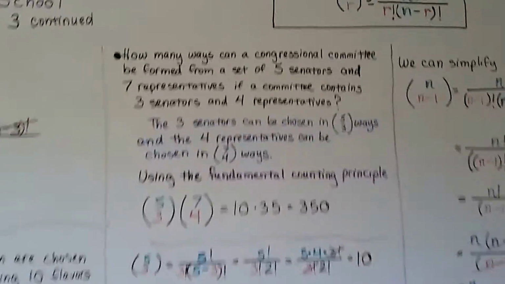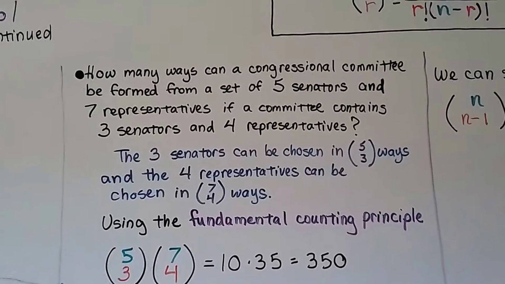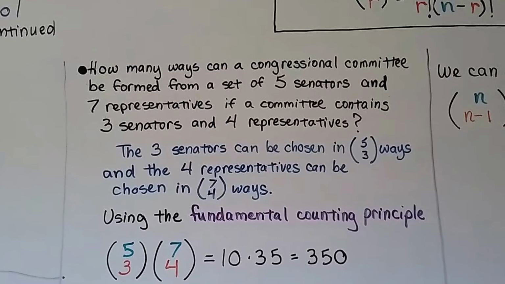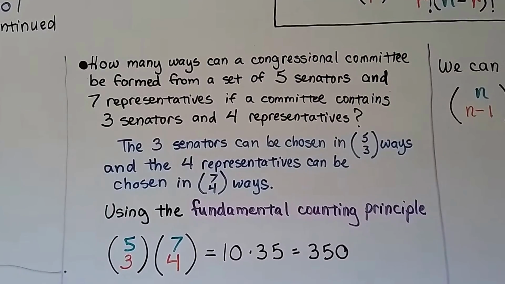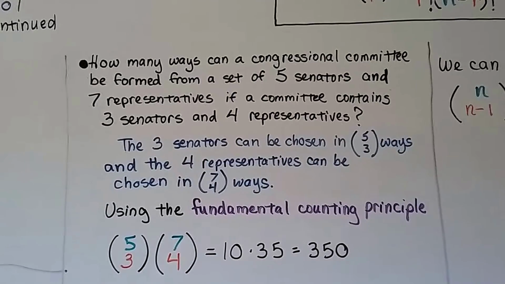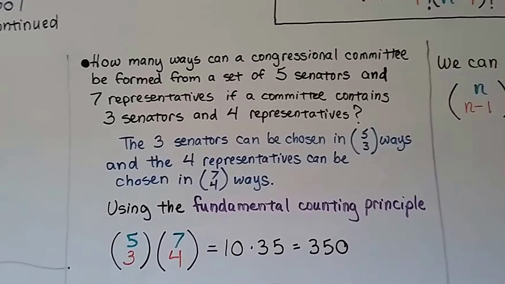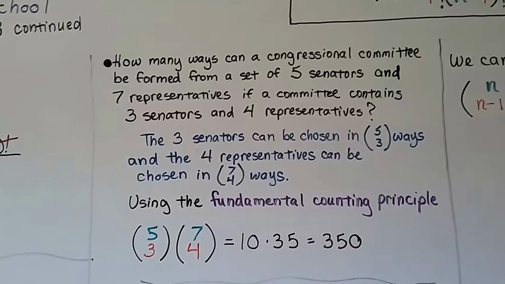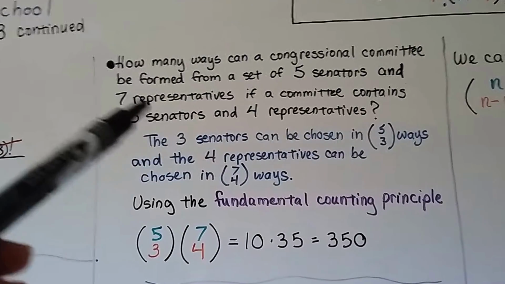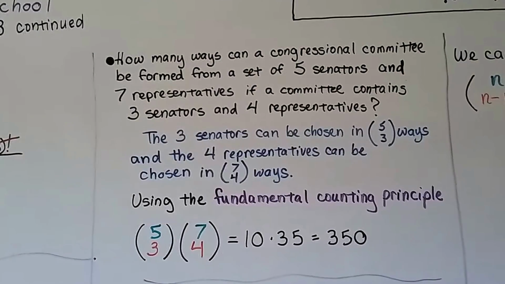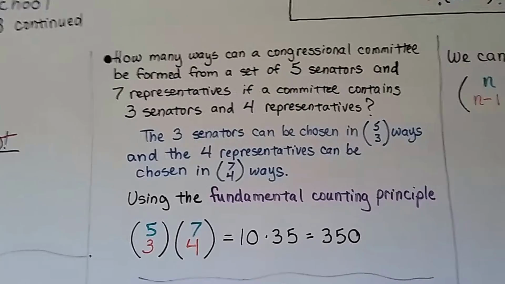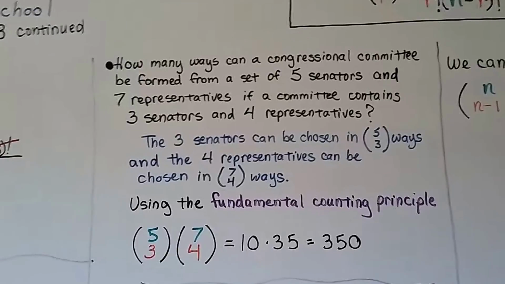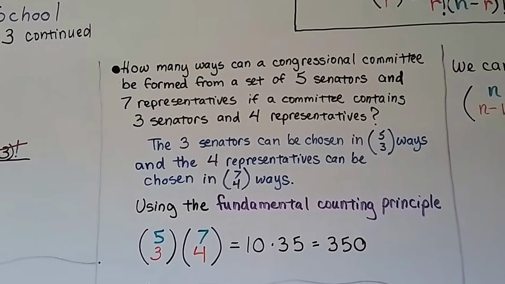How many ways can a congressional committee be formed from a set of 5 senators and 7 representatives if a committee contains 3 senators and 4 representatives? Well, the 3 senators can be chosen in 5 choose 3 ways. 5 choose 3. And the 4 representatives can be chosen in 7 choose 4 ways. Using the fundamental counting principle, we've got 5 choose 3 times 7 choose 4. It's going to be 10 times 35, which is 350.